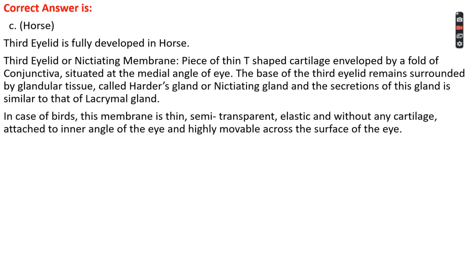This nictitating membrane is a piece of thin T-shaped cartilage, which is enveloped by a fold of conjunctiva, situated at the medial angle of the eye. The base of this third eyelid is surrounded by glandular tissue known as the Harderian gland or nictitating gland, and the secretion of this gland is similar to that of the lacrimal gland, like tears. In birds, this membrane is very thin, semitransparent and elastic, without any cartilage, and it is attached to the inner angle of the eye and is highly movable across the surface of the eye.